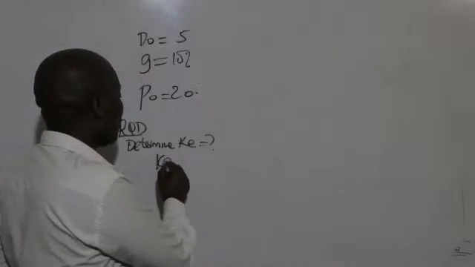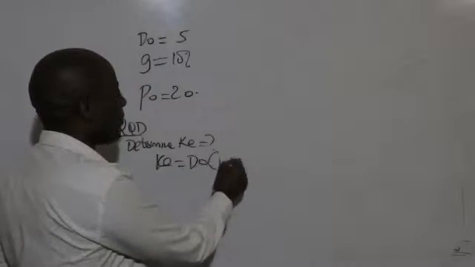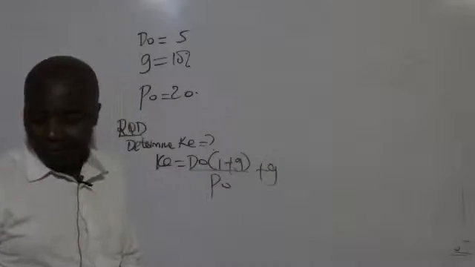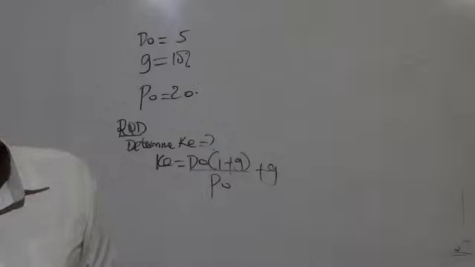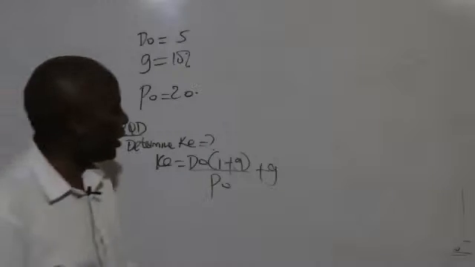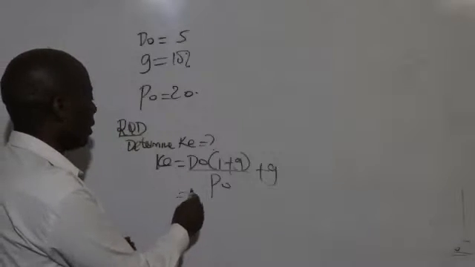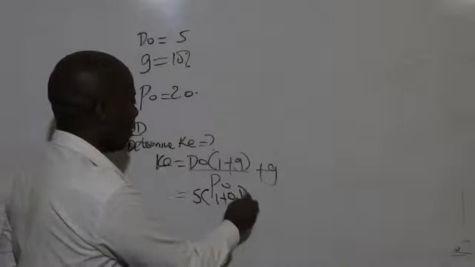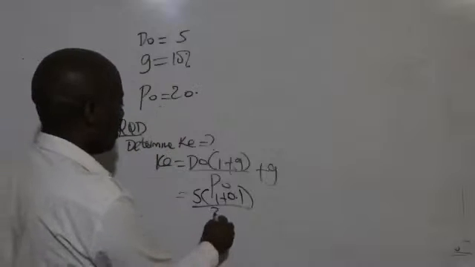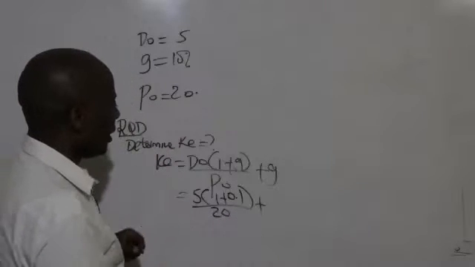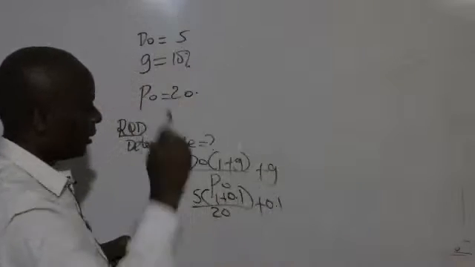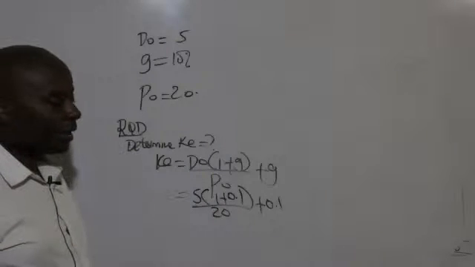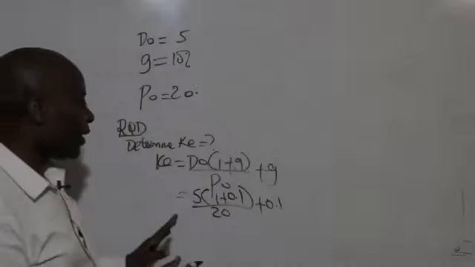To get cost of equity, I'll take D0 into (1 plus g) all over P0, plus g. So my D0 here is 5 into (1 plus g, 0.1) all over P0, which is 20, plus g, which is 0.1. So could you kindly give me an answer? That's 7.5. Thank you very much.